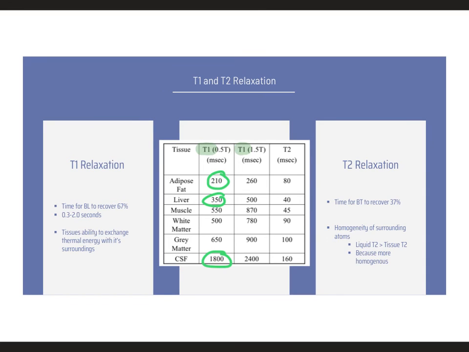So looking at the graph yet again, here's T2. If we look at, say, the cerebrospinal fluid yet again, it's at 160 milliseconds for T2. And if we look at muscle, it's 45. So this just tells us that cerebrospinal fluid is much more homogeneous than muscle is, meaning that muscle just has a lot more involved with it compared to cerebrospinal fluid.